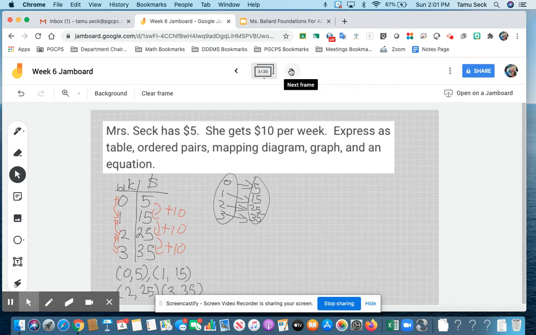Now the graph is a little different than yesterday because you cannot put 5, 15, 25, 35 on the graph. No, that would be wrong. You have to skip count by the same amount. So I'm going to skip count by tens.